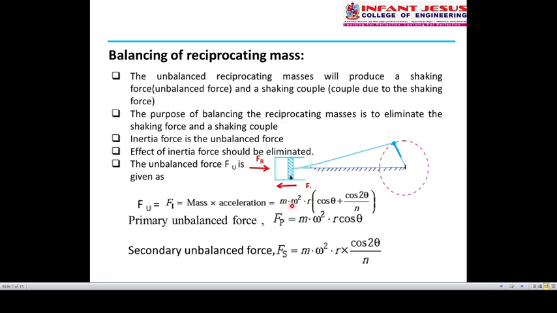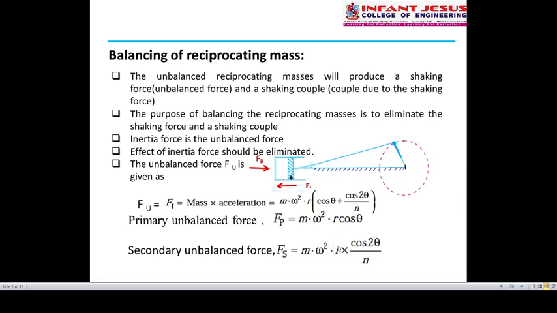Multiplying m omega square r inside, we get two terms. The term m omega square r cos theta is the primary unbalanced force, Fp. Then m omega square r cos 2 theta by n is the secondary unbalanced force. So we have two unbalanced forces based on this equation, and we have to eliminate them.